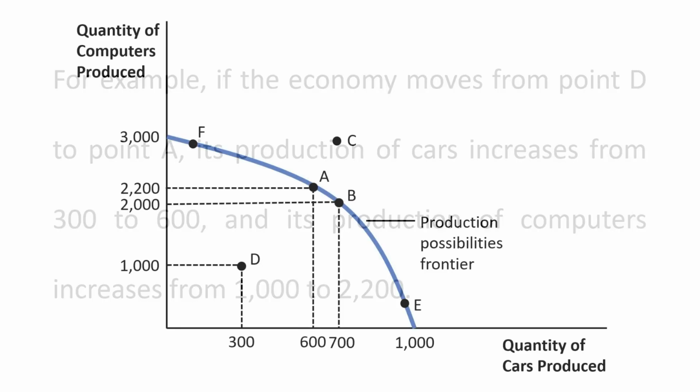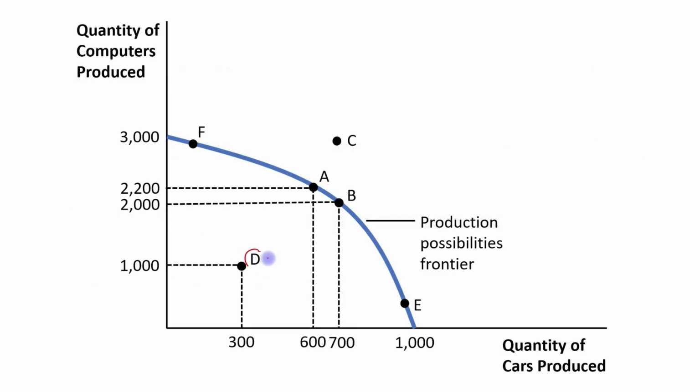So if we see, now this is our inefficient outcome and this is our efficient outcome. If the economy moves from this inefficient outcome to the efficient outcome, we can easily see that the production of both the goods has been increased. Let's first see the production of cars. Production of cars is increased from 300 to 600, and the production of computers has been increased from 1000 to 2200.